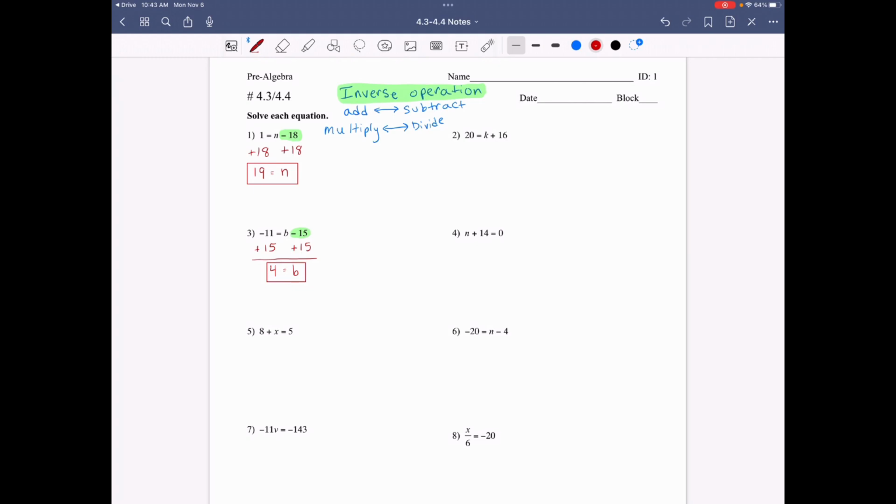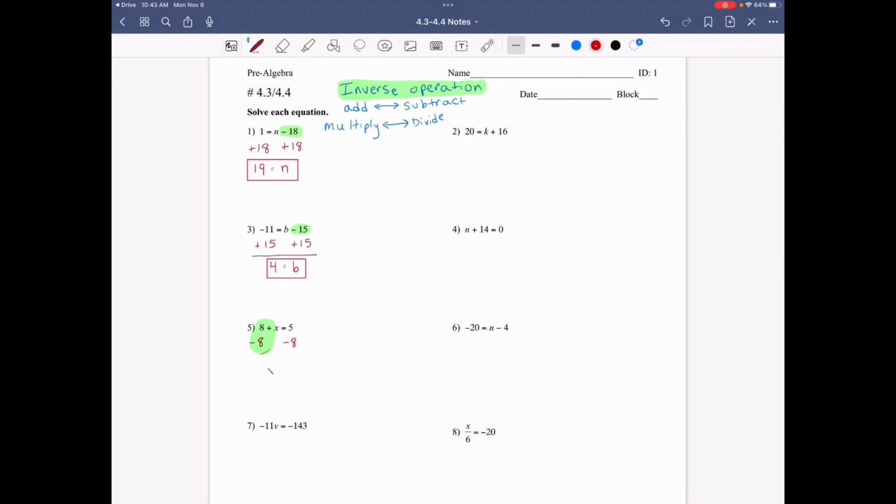I'm going to do one more and then I'll pause the video and I will let you complete the other 3 problems. So let's subtract 8 from both sides, because 8 is positive and it's being added to x, so that would be the inverse operation here. That cancels, leaving us with just x. 5 minus 8 is negative 3. All right, now I'll pause the video and you can work out 2, 4, and 6. And when I unpause the video, you can check your answers.